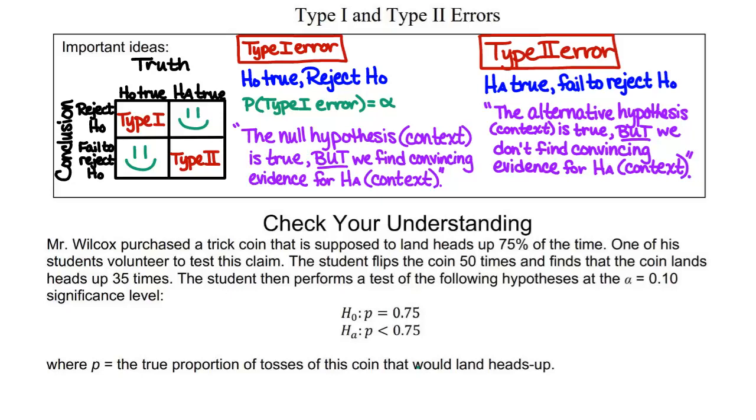All right, so I want to know in context, what would it mean for the Ho to be true? The coin really is tricked and lands heads up 75% of the time. Yep, the coin works as advertised. It shows up heads up 75% of the time. What would it mean for the Ha to be true? It shows up less than 75% of the time, so it doesn't work as advertised.